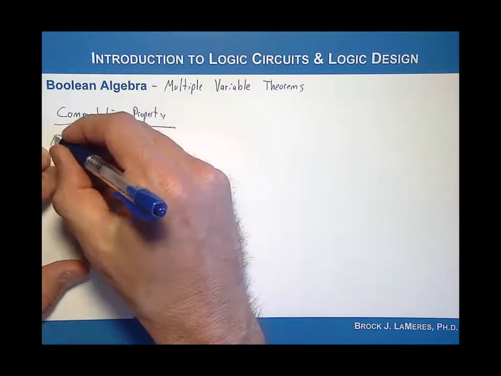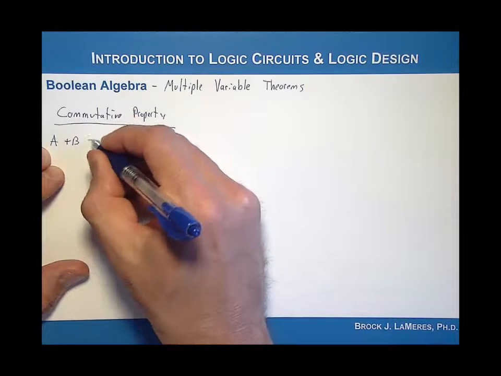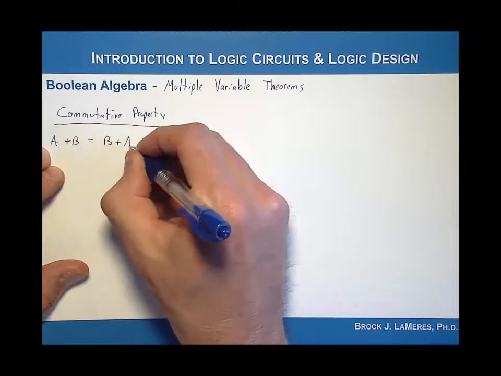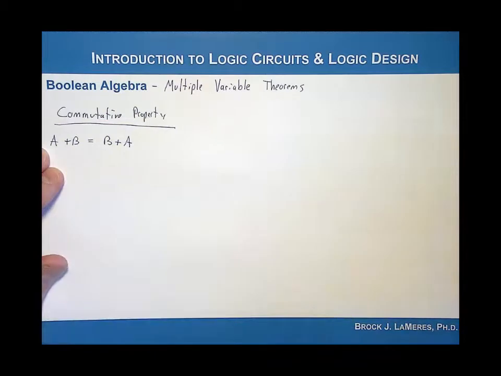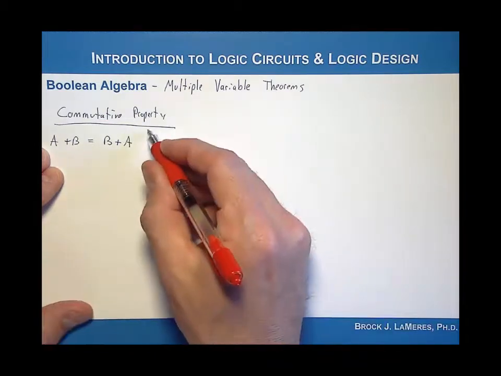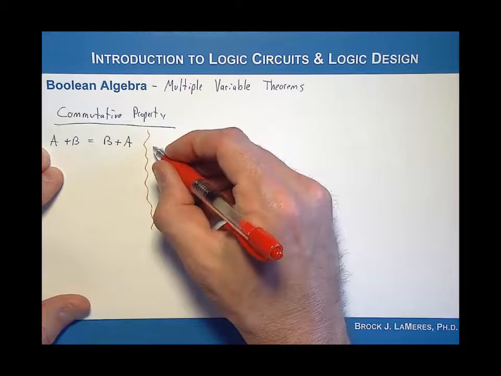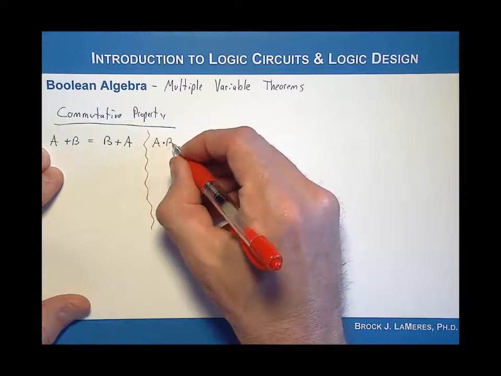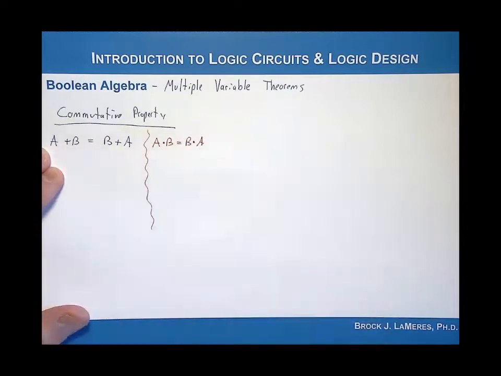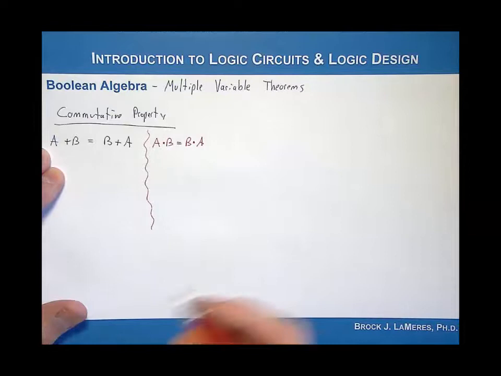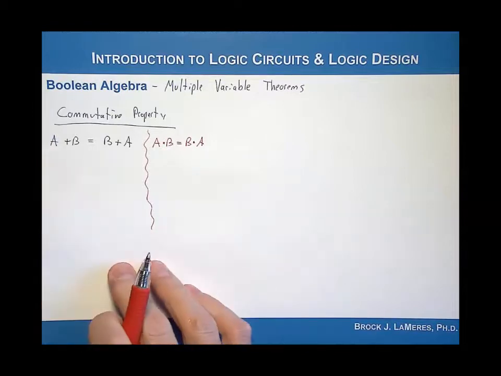So we could say that A ORed with B is equal to B ORed with A. We could prove that by proof by exhaustion, but it's pretty straightforward. The dual of that is that A ANDed with B is equal to B ANDed with A. Now this seems very simple, but it's very useful when you go to implement circuits and you need to rearrange the inputs into a particular part.